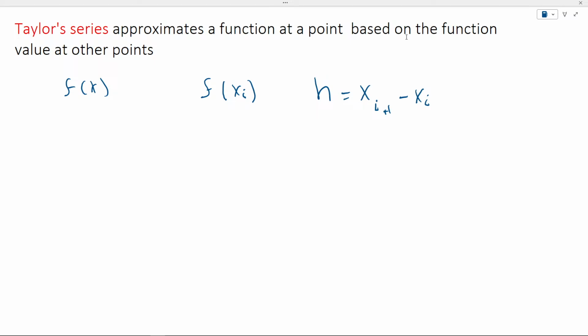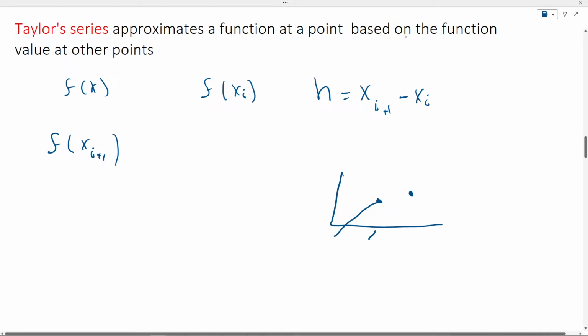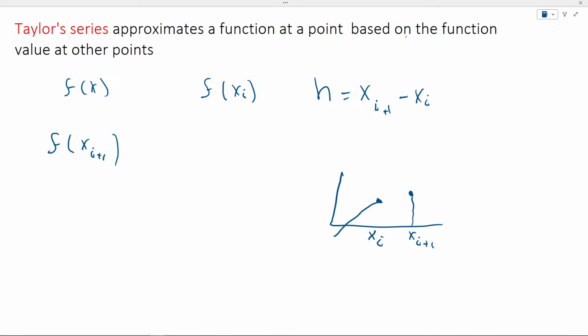So now I will tell you. This is my function, and I will tell you what is f of x_{i+1}, like my next point. I have a point here, and I know the value of my function here, but I don't know the value here. Let's say here is x_i, and here is x_{i+1}. I don't know this guy here.